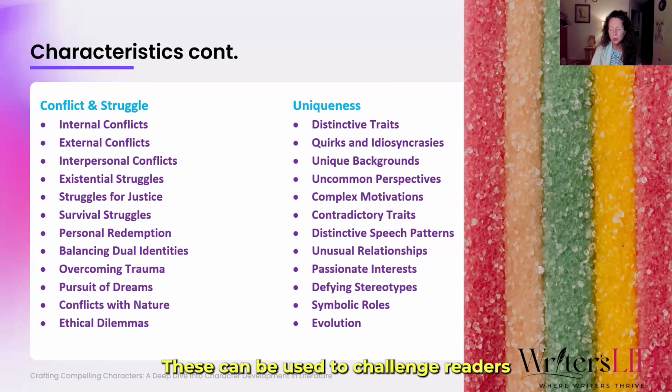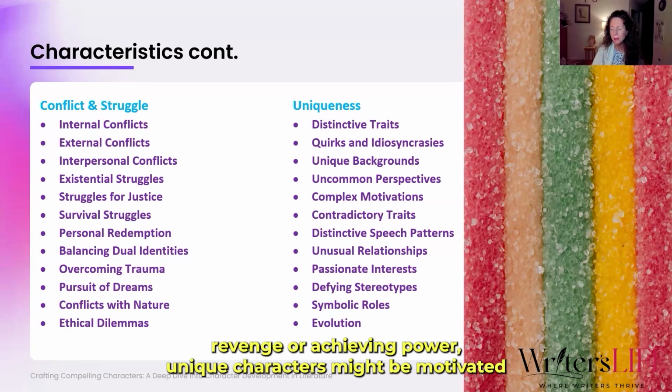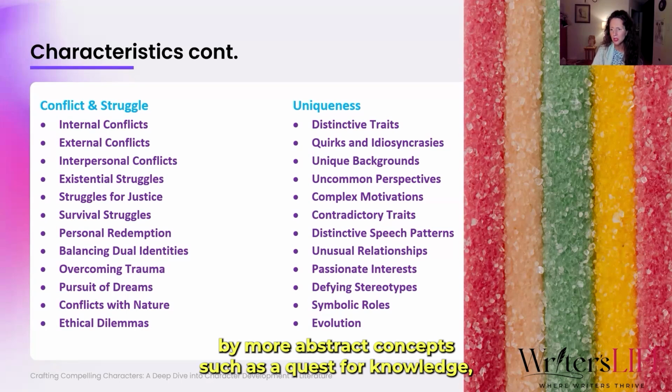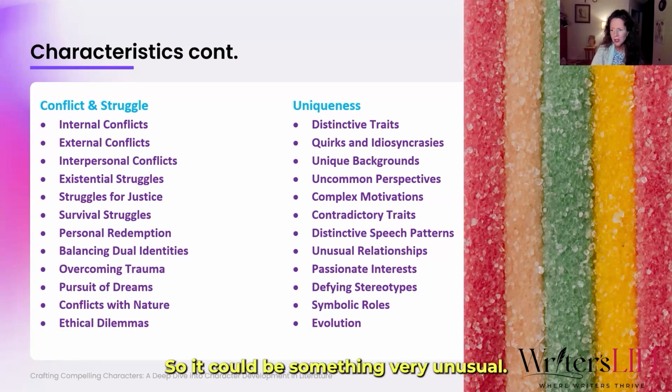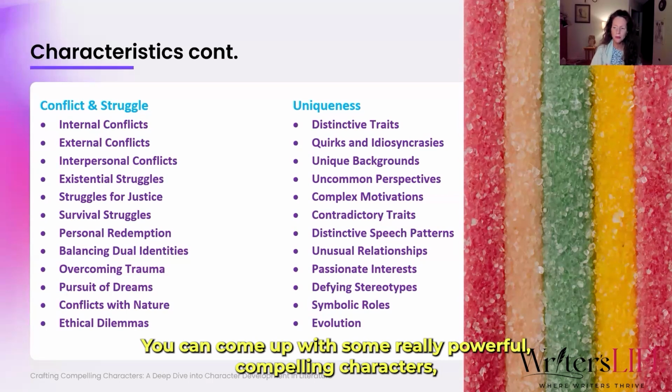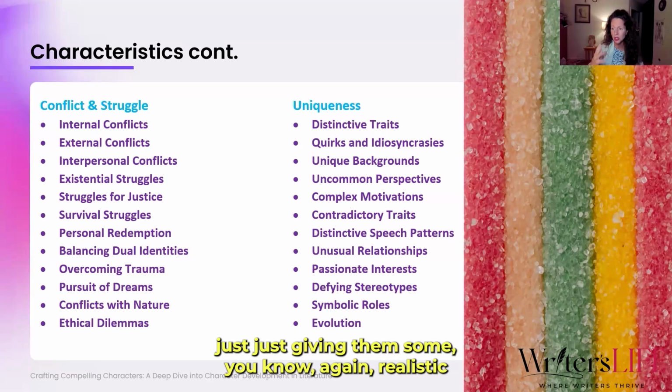These can be used to challenge readers' assumptions. Complex motivations. So instead of standard goals like seeking revenge or achieving power, unique characters might be motivated by more abstract concepts, such as a quest for knowledge, an obsession with symmetry, or a drive to create a perfect work of art. So it could be something very unusual. And really, the sky's the limit. Use your imagination. You can come up with some really powerful, compelling characters, just giving them some, again, realistic, but really compelling attributes.